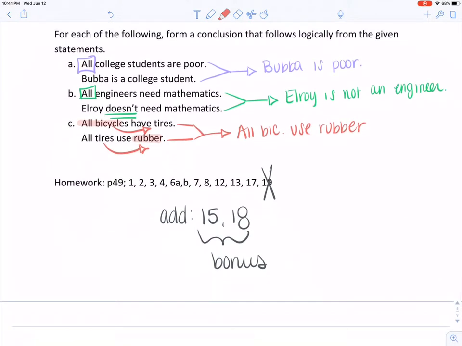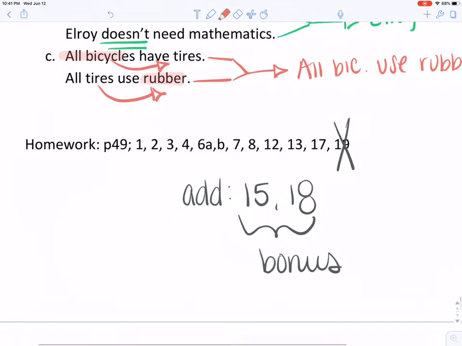So you'll see your homework down there. I mentioned this in class, but just to reiterate, here's your homework. These are out of assignment set A. You can skip number 19 and you can add in 15 and 18 as a free homework quiz bonus. You will turn those in Monday at the start of class.